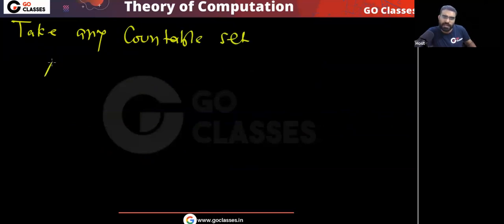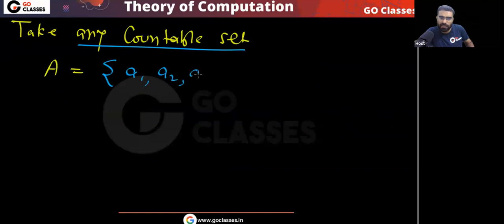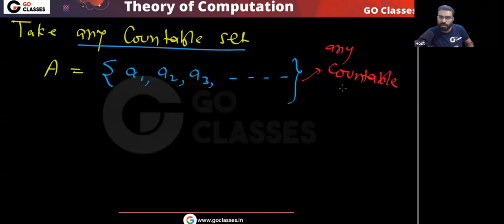Any countable set you can take. Take any countable set A. Let's assume these are the elements A1, A2, A3, and so on. Let's assume this is your countable set. This can be finite or this can be countably infinite, remember. So let's assume this is any countable set.